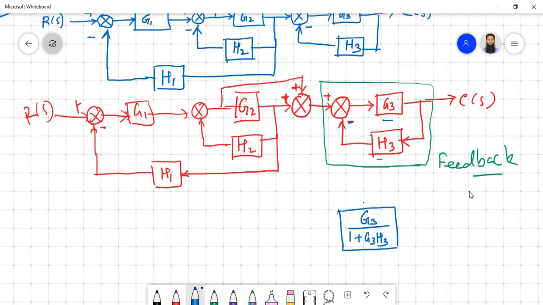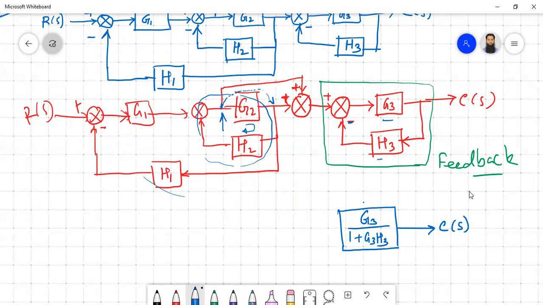Now, what should be our next objective? How can we reduce any further blocks? The problem here is because of this pick-off point here, we cannot apply feedback. So this one is creating trouble. If we cannot resolve this block, then it is difficult to resolve the next block. So we have to try to bring this node, the pick-off point, to this point here. If we can shift it, then it is possible to apply the block diagram reduction formula.